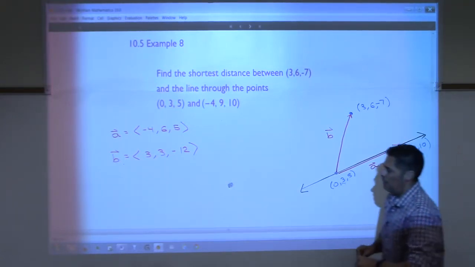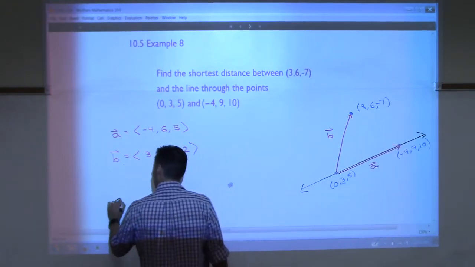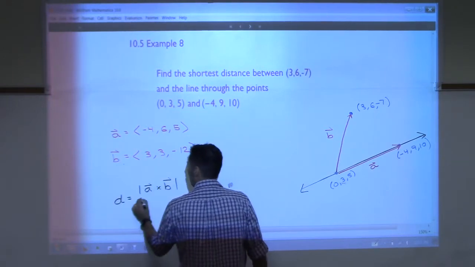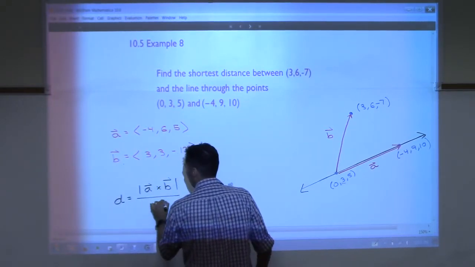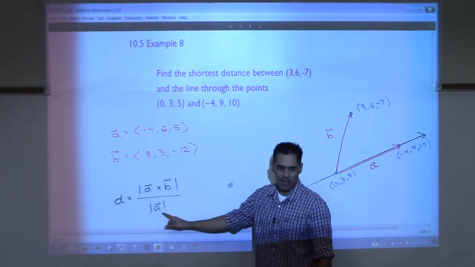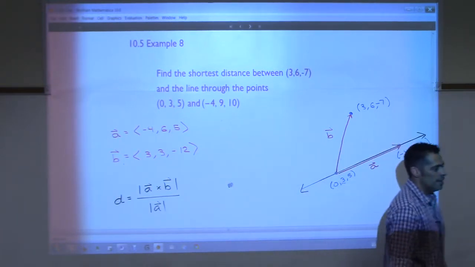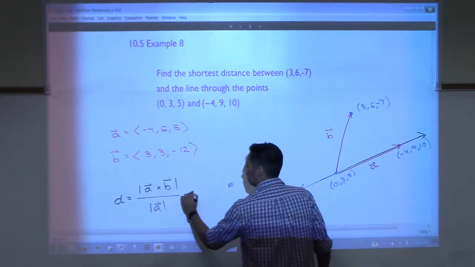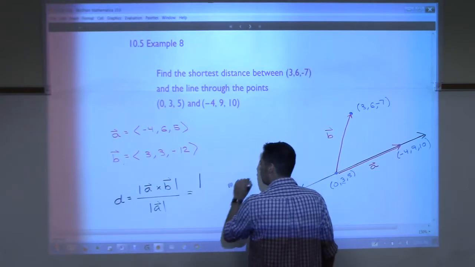We're there. I'm going to compute the distance to be A cross B over magnitude of A. Now, the bottom has to be magnitude of A. It cannot be magnitude of B. It has to be A. And A is always on the line. All right? So let's get a cross product here. And I'm going to leave this right now as a magnitude.